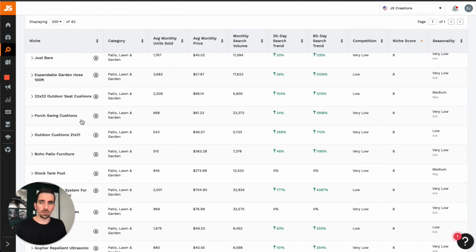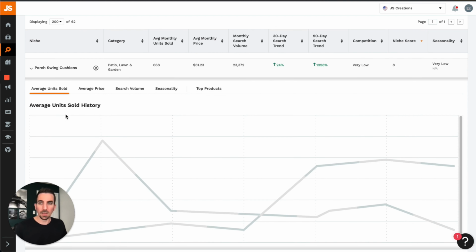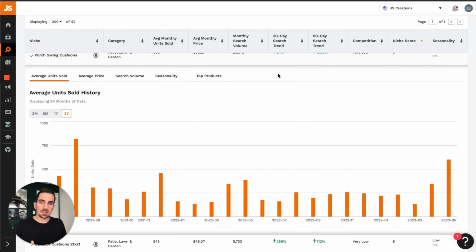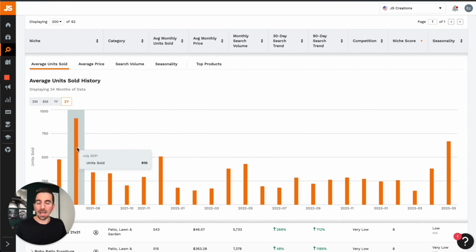People are searching for this phrase at a rate of about 23,000 searches per month, and that's actually increased both over the last 30 days and the last 90 days. That could be because it might be like a summertime sort of thing. People are probably not looking for cushions for their porch swings in the middle of winter, so it might be a little bit seasonal, although it does say it's very low, and that's a good sign. So this is already an interesting niche to explore, and I can expand this row and then get some historic charts that show me over time how this niche has performed.